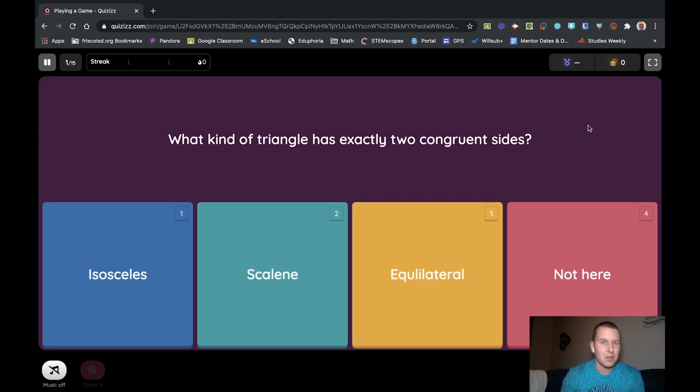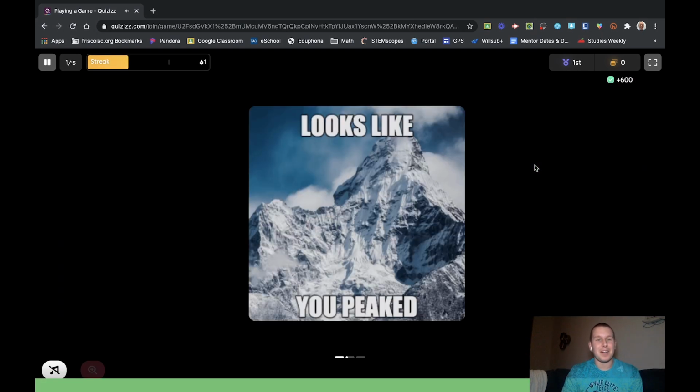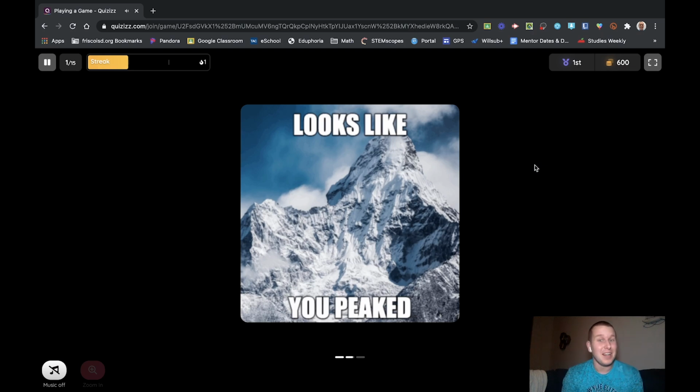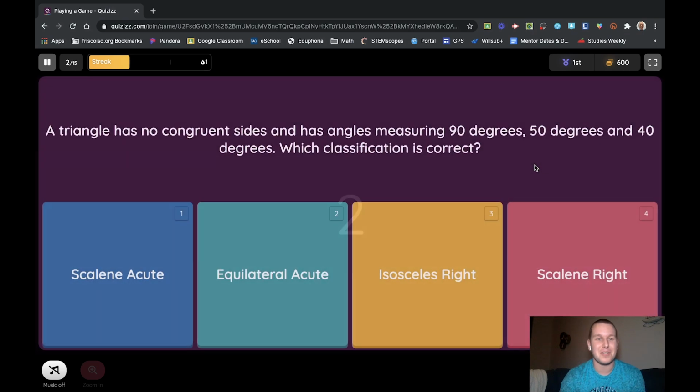We're not looking for acute, obtuse, or right. But for exactly 2 congruent sides, scalene means no congruent sides. Equilateral would mean all congruent sides. So isosceles would be the answer here. Now, one thing we do need to remember is that isosceles is actually at least 2 congruent sides, but I get what this question's asking, so we're going to go with isosceles. And we got it correct. The video's not going to end here. It says it looks like I peaked. I hope not. I'm hoping that I can get a couple more questions right.